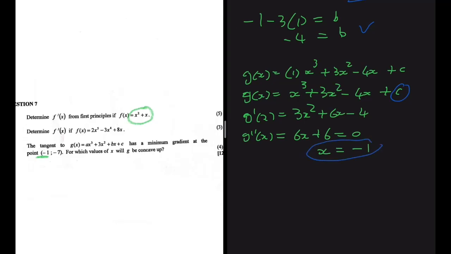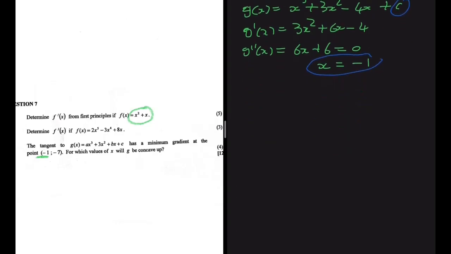Now let's look at our graph g of x, right? The coefficient of x to the power 3 is positive. If the coefficient of x to the power 3 is positive, our graph should look like this. So this is how our graph will look, right? And we're saying that our point of inflection is somewhere here at minus 1. We're looking for the values of x for which our graph g is concave up. So this is concave up, because our graph is ultimately going up. So when x is greater than minus 1, our graph is concave up.